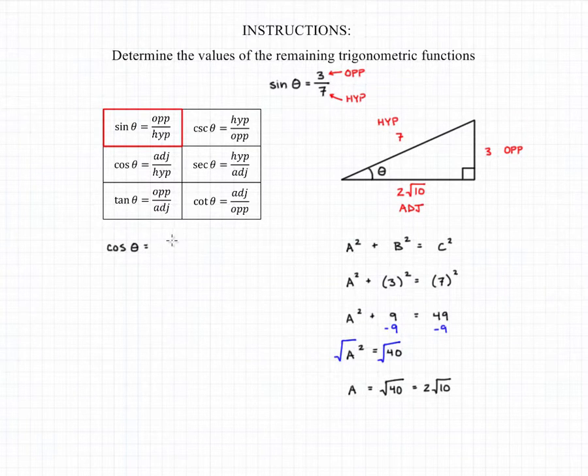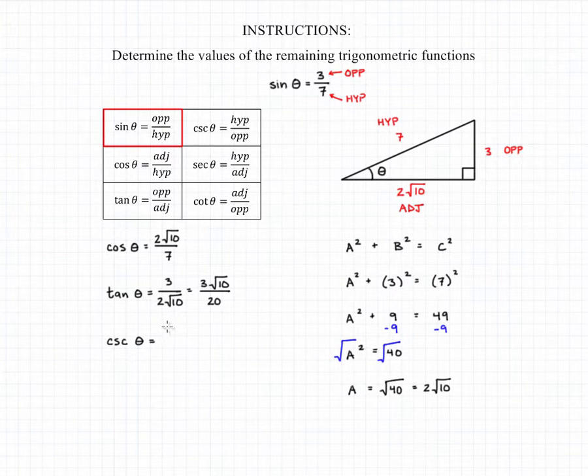So we know that the cosine of theta is going to be the adjacent side over the hypotenuse, so that will be 2 root 10 over 7. We know the tangent of theta is going to be the opposite side over the adjacent side, so that'll be 3 over 2 times the square root of 10, or 3 root 10 over 20.